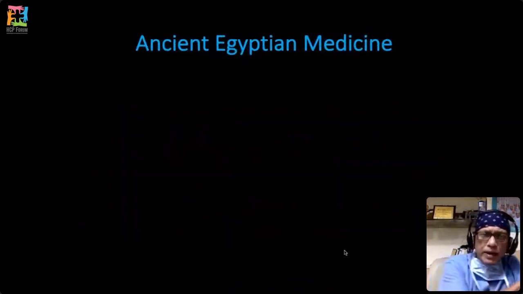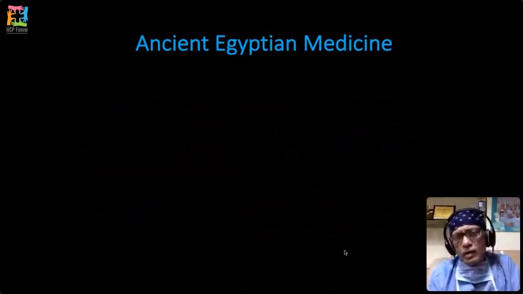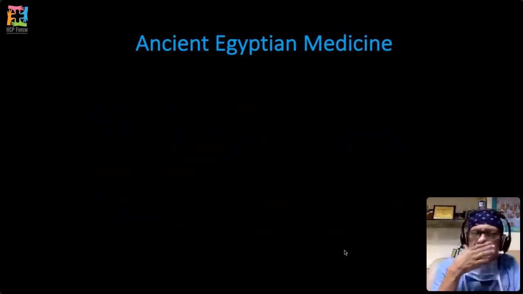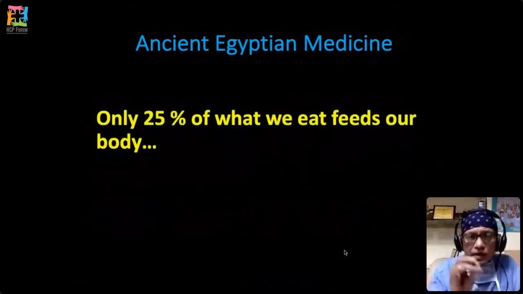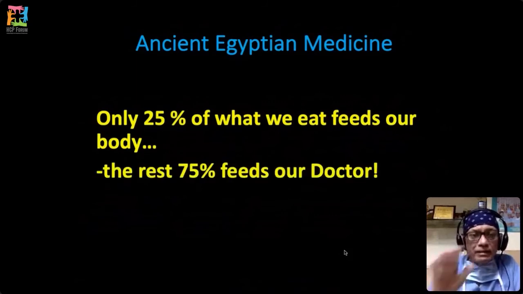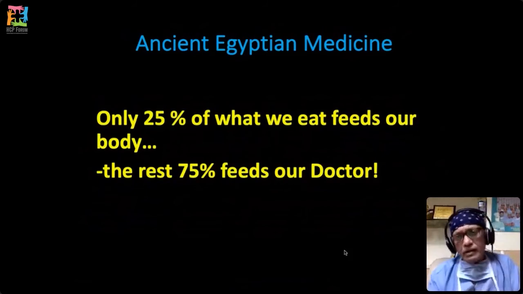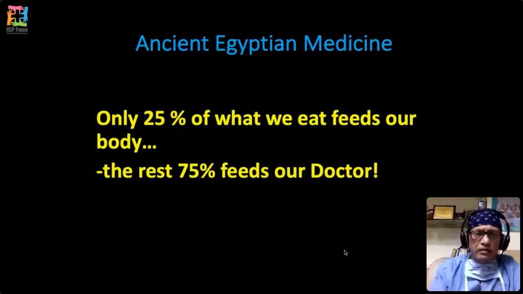Let us come back from the millions of years of evolution, just one jump forward to the Egyptian civilization, about 5000 BC. Their physicians used to say that only 25% of what we eat feeds our body, and the remaining 75% actually feeds our doctor. Very good news for the people, but not so good news for the doctor. But it is a fact that our body actually needs very little food.